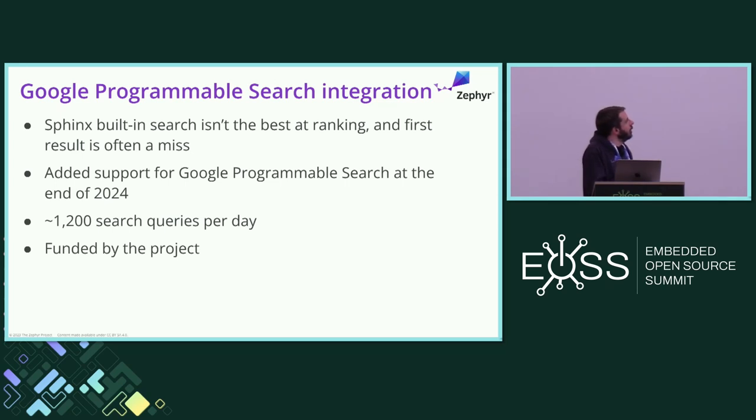People were complaining about the search. What we had at our disposal with Sphinx, which we still do, is not necessarily the best at ranking the results. So one thing we did in late 2023 was to add support for Google programmable search. So basically embedding Google with our own look and feel and our own style in the documentation itself, so that people can search faster and more accurately.